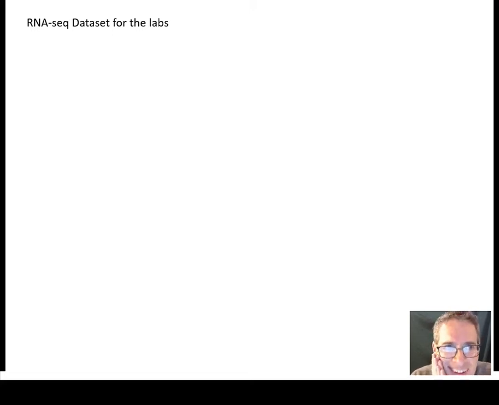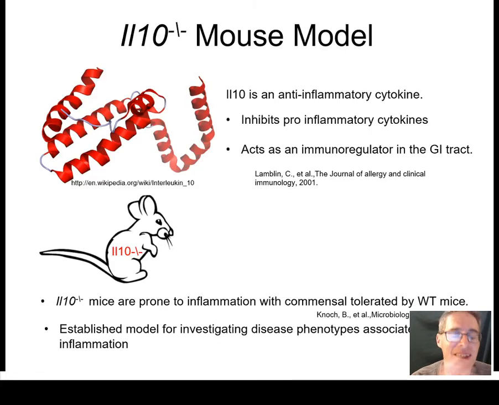So in this lecture, we're going to introduce the RNA-seq dataset that we'll be using on and off again for labs for the rest of this semester. And these are data from what is called the IL-10 double knockout mouse model.